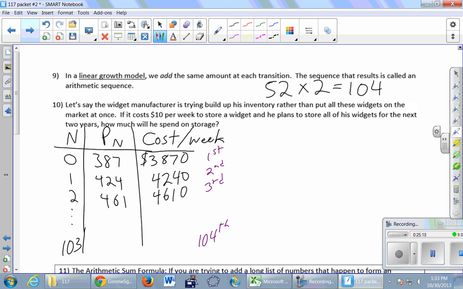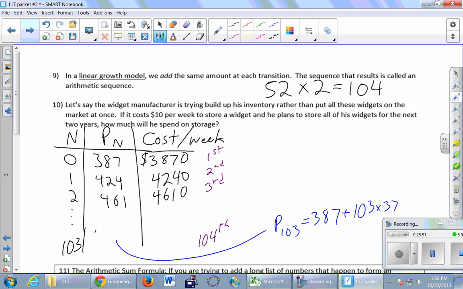Okay, let's go ahead and fill in the blanks here. I want the population when n is 103. You guys have a formula? So let's use the explicit formula right there. So the formula was... so what do we get when we crunch through?